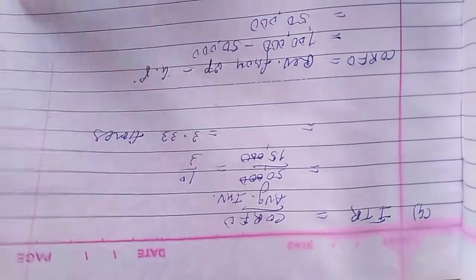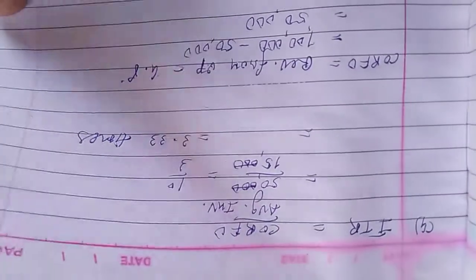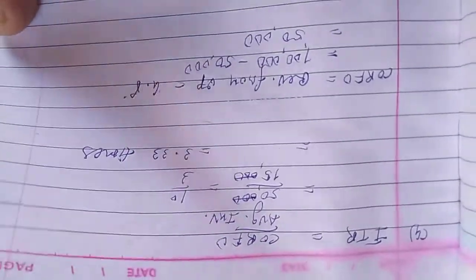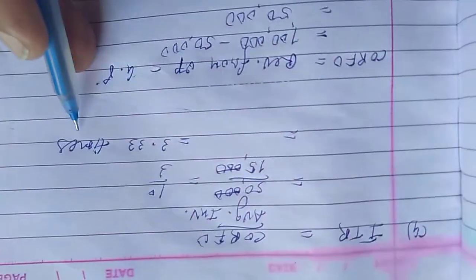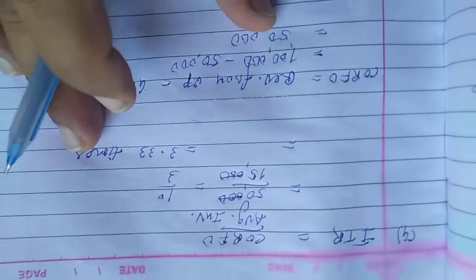Because inventory turnover ratio, whatever answer comes, it will be in times. So inventory turnover ratio is 3.33 times. So this also you have to write. It's compulsory to write, either in percentage, in times, or in ratio, whatever the answer will be.